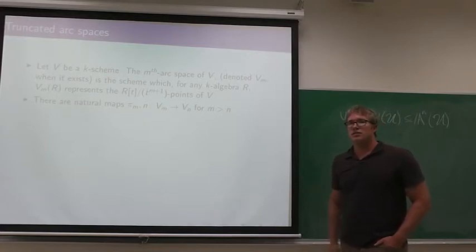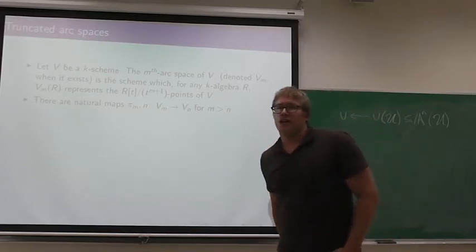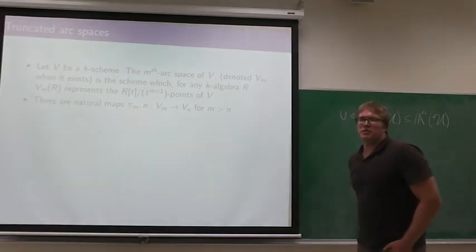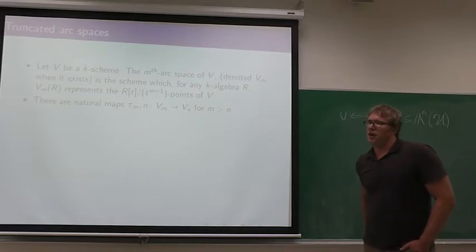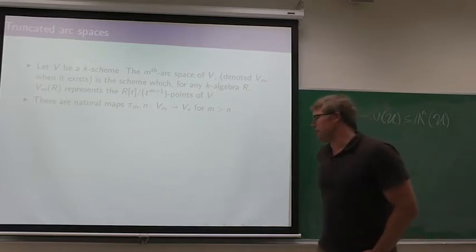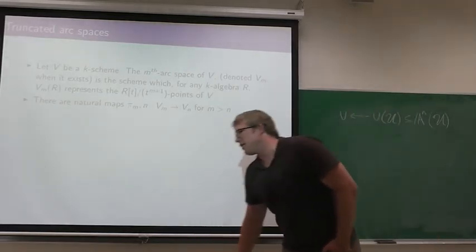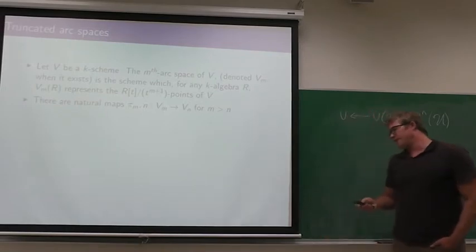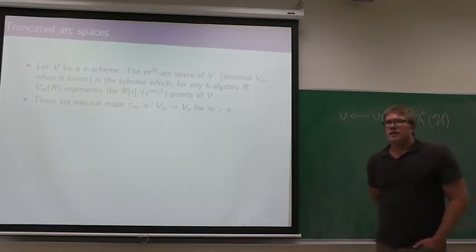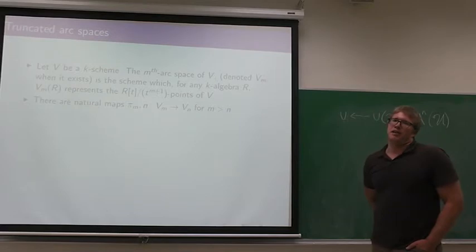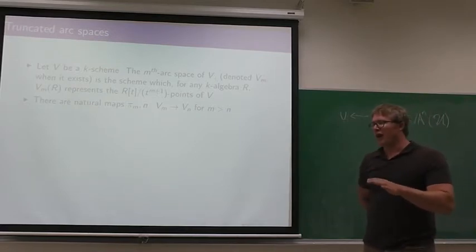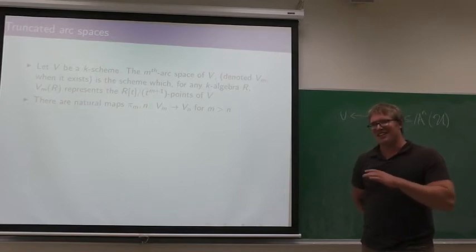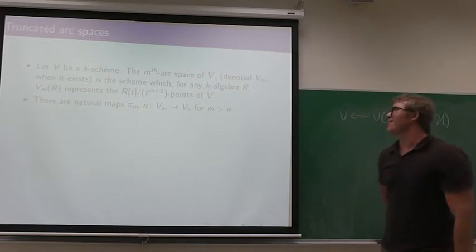So you're saying it's a functor? Yeah, it's a functor from schemes to schemes. It doesn't exist for an arbitrary scheme, but certainly for varieties it exists. Is your K algebra finitely generated? Yeah. For varieties, I mean integral, separated, finite type.